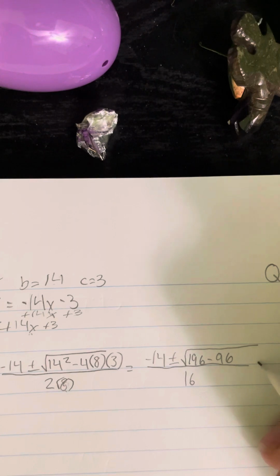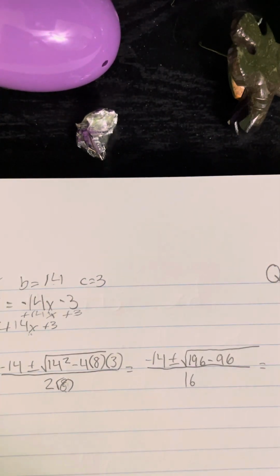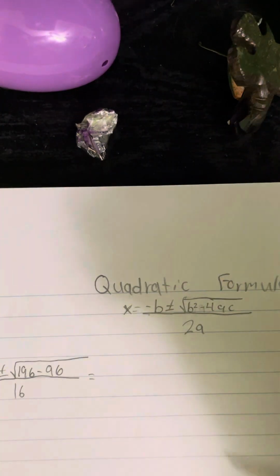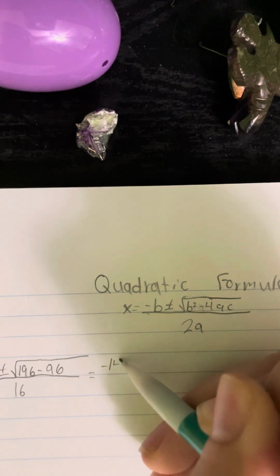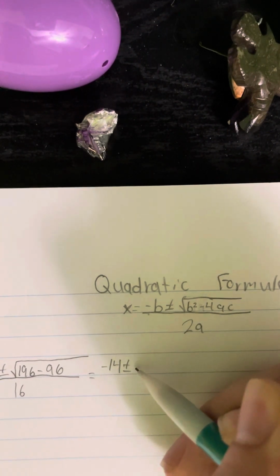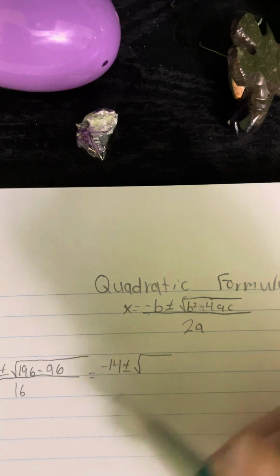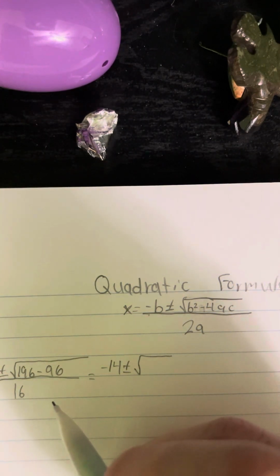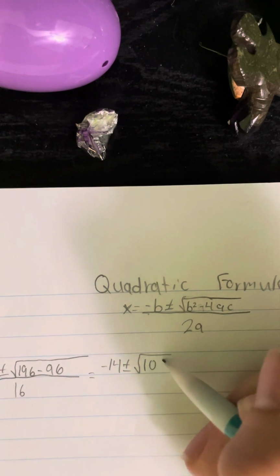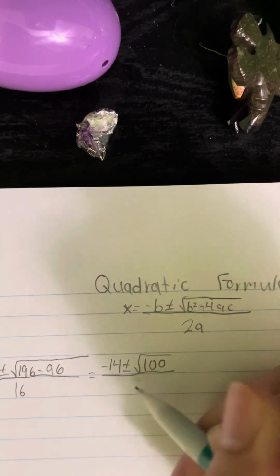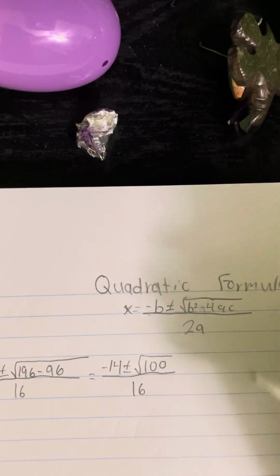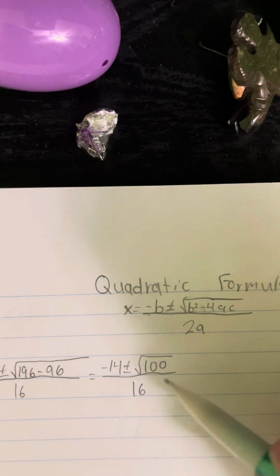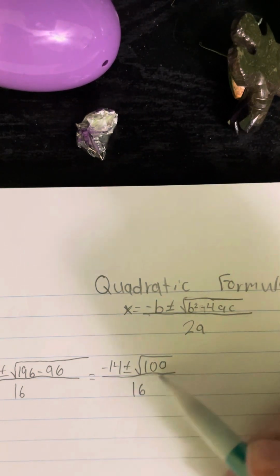So from here, we can simplify that just a little bit more. And of course, that negative 14 stays. Plus or minus also stays. And then we get down to 196 minus 96, which is 100. So then we have a 100 in here over 16. Now, what we do from here is you just have to pick out what this square root is.